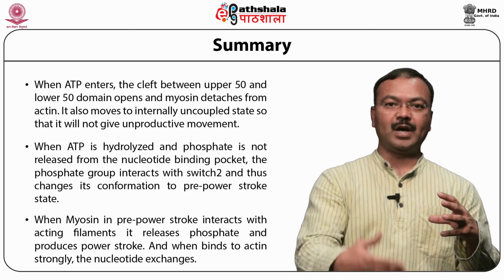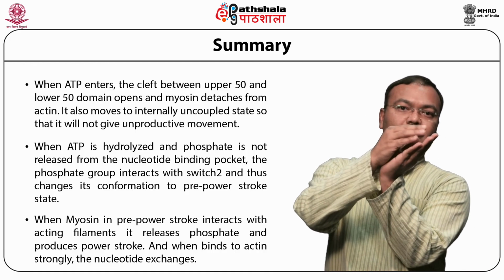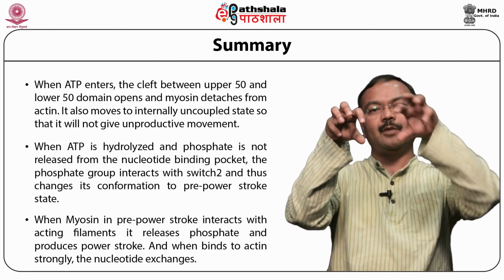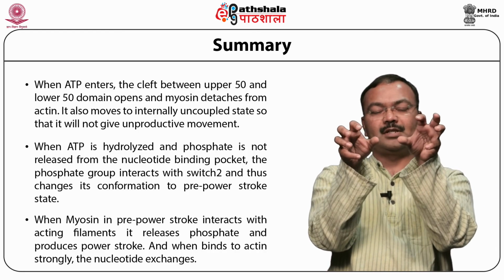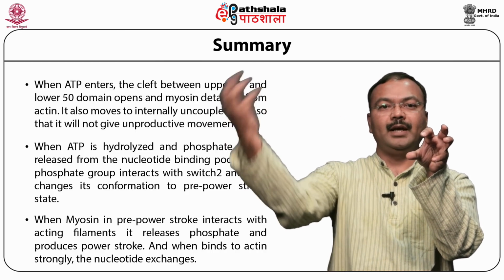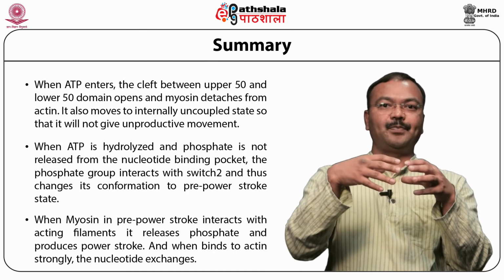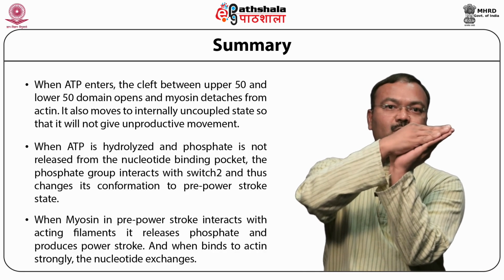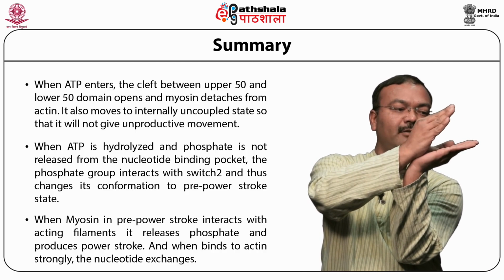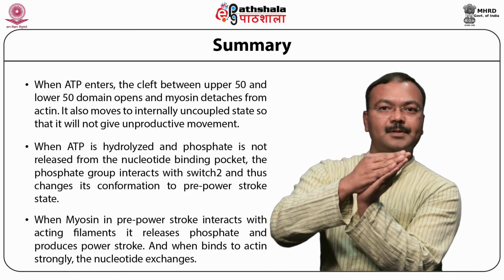So when myosin binds to actin, the cleft between the upper and lower 50 kilodalton domain closes, and the nucleotide binding domain between the N-terminal domain and the upper 50 kilodalton domain opens up. When it opens up, the ADP goes out and the ATP can now enter. When ATP enters, the cleft between the upper and lower 50 kilodalton domain opens, and when this opens, the affinity between the actin and the myosin reduces. It detaches from the actin filaments.